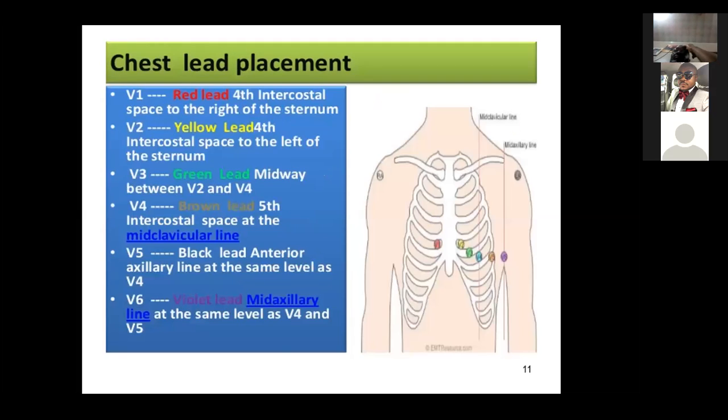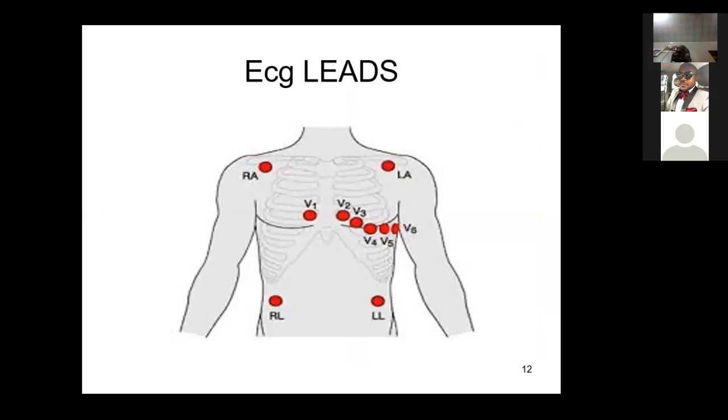And then the chest lead placements. We have V1, red lead, which goes to the fourth intercostal space to the right of the sternum. V2, yellow lead, fourth intercostal space to the left of the sternum. V3, green lead, midway between V2 and V4. V4, brown lead, fifth intercostal space at the mid-clavicular line. V5, black lead, anterior axillary line at the same level as V4. And V6, violet lead, mid-axillary line at the same level as V4 and V5. Once again, that's another diagram showing what we've just discussed.